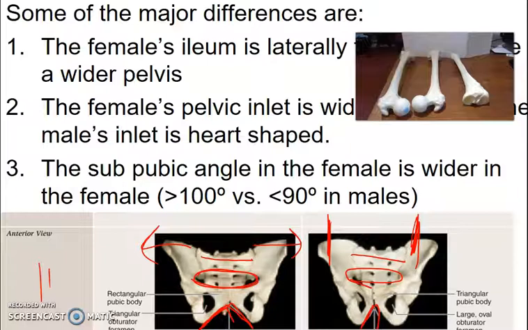At one of the schools I used to teach at, their male pelvis actually had a very large inlet and a very large pubic angle, so it took a little bit of time to figure it out until you looked at the female right next to it.